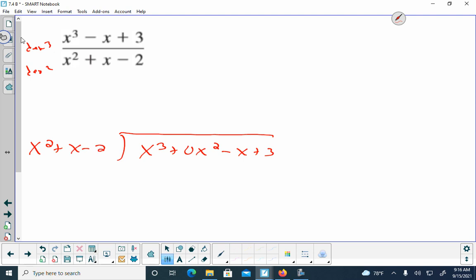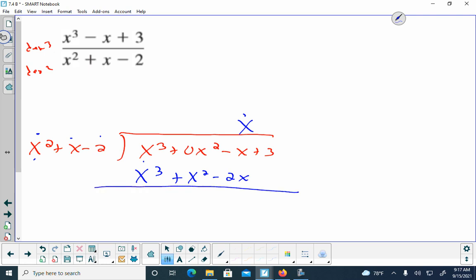Then I am going to ask myself, what do I have to multiply x by to get x to the third? And you say x, so I'm going to put an x up there. Then I take that x and I multiply it by all three terms. So I'm going to have x to the third plus x squared minus 2x.